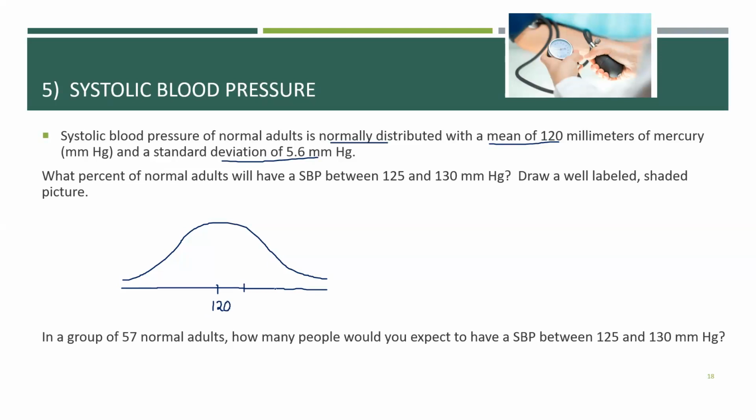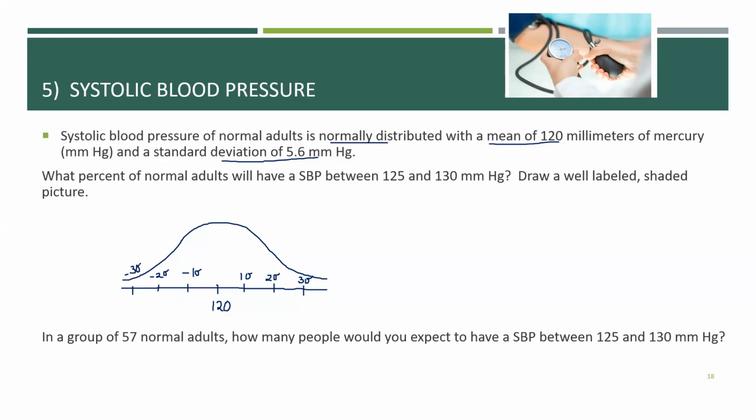I mark off thirds on each half, and those are representing 1, 2, and 3 standard deviations. To the right, I'm going above, so those are positive. To the left, I am going below the mean, and so those are negative values.